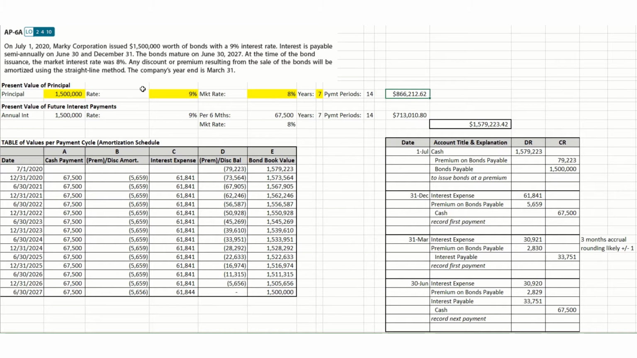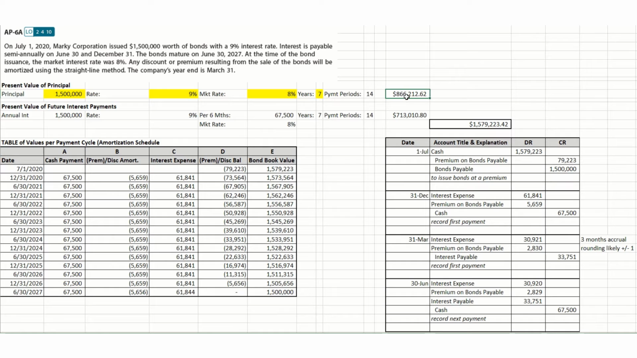And you also take the number of periods, so it's over 14 periods, based on half of the market rate. Or if you did 8% for 7 years, it'll result in the same. So using the Excel calculations, which should tie to a financial calculator instead of the present value tables, we have 866,212.62. I will upload a copy of this Excel file to the FOL site as well.